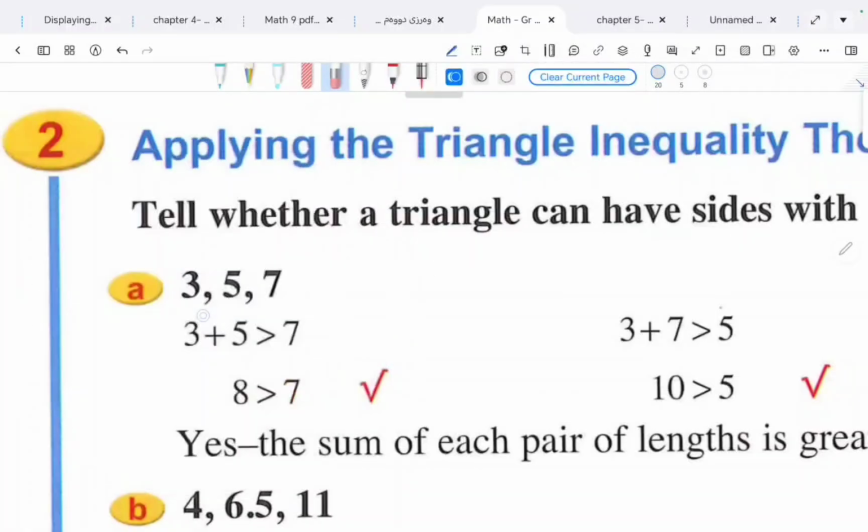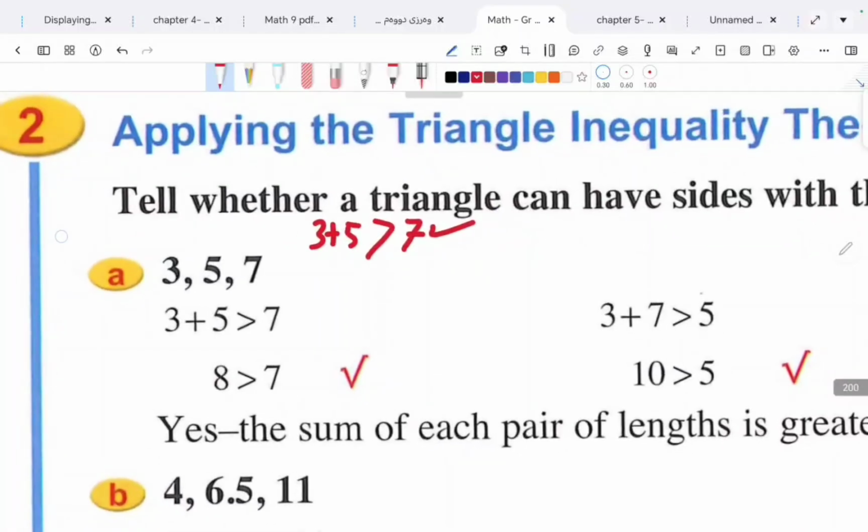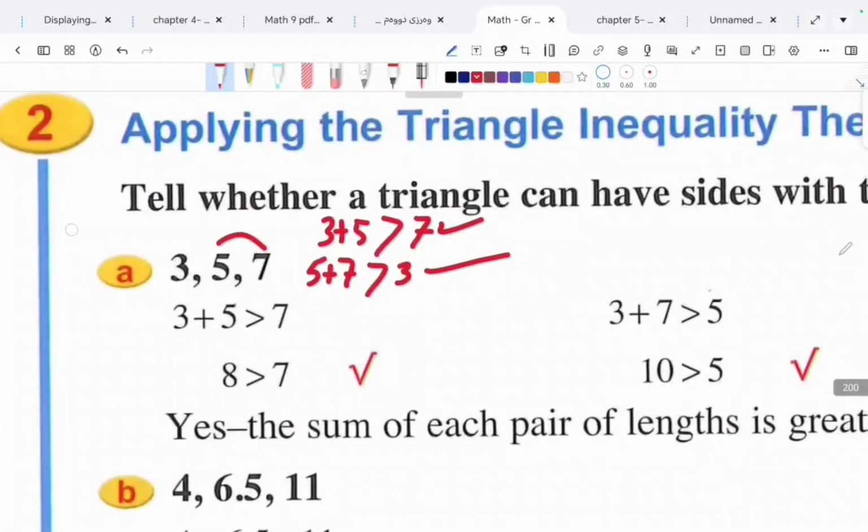Let's solve it together. The first one, 3 plus 5. Is it greater than 7? Yes, of course. 8 is greater than 7. Then you have 5 plus 7. Is it greater than the third length, which equals 3? Yes, of course. 12 is greater than 3. Then you have 3 plus 7. Is it greater than 5? Yes, of course. It's 10. 10 is greater than 5.